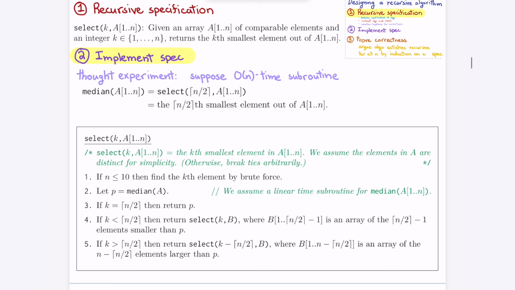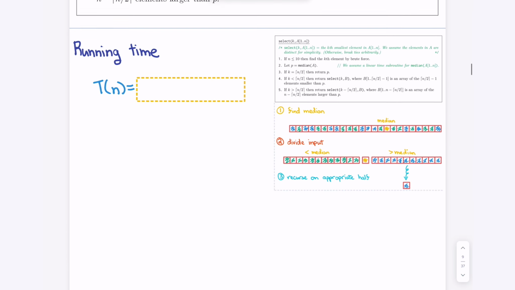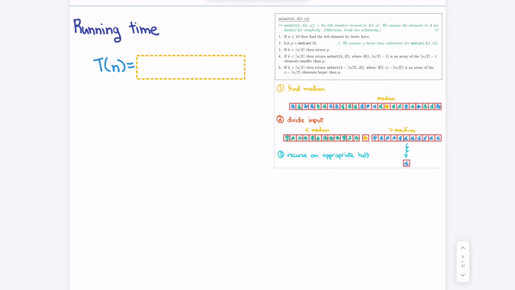Okay, so if we're to model this idealized algorithm, of course, there are some gaps here because we don't necessarily have a linear time subroutine for the median. But if we're going to model this, let's figure out the running time. So how can I model this as an equation first?